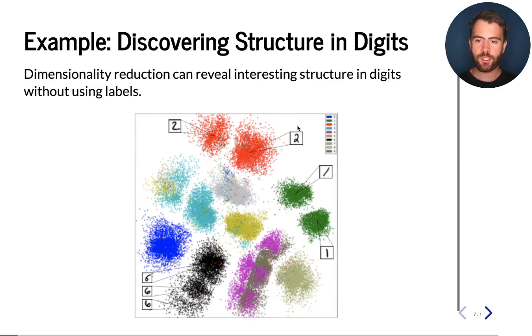So we can use a nonlinear mapping to compute two dimensions. And within these two dimensions, the digits are very well separated from each other. And even though here you see colors that denote the different digits, these colors, these labels were not used at all for computing this two-dimensional representation.